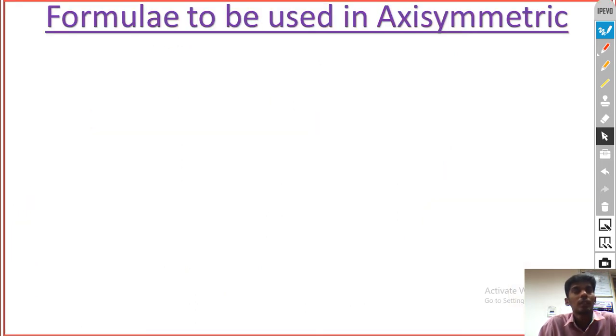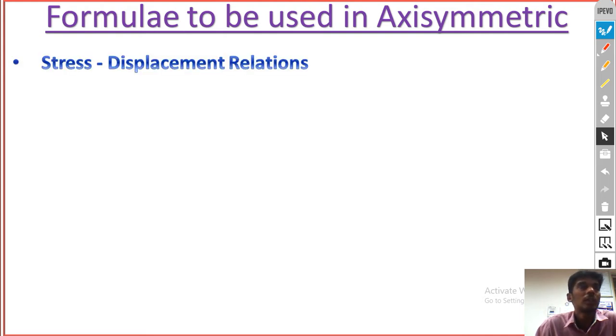Okay, so what are the major formulas we are using in axisymmetry? In every two-dimensional problem we are using the following three relationships. I will tell one by one. First thing is stress displacement relations. Whatever the load applied over the component, the general output is stress. So what is the relationship between stress and displacement? That is very important.